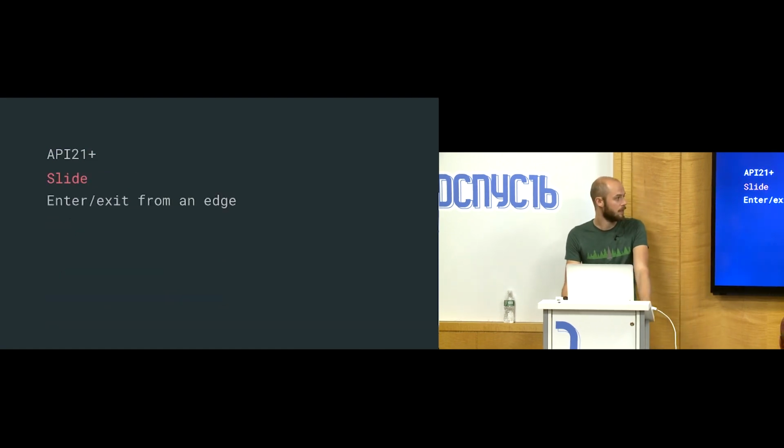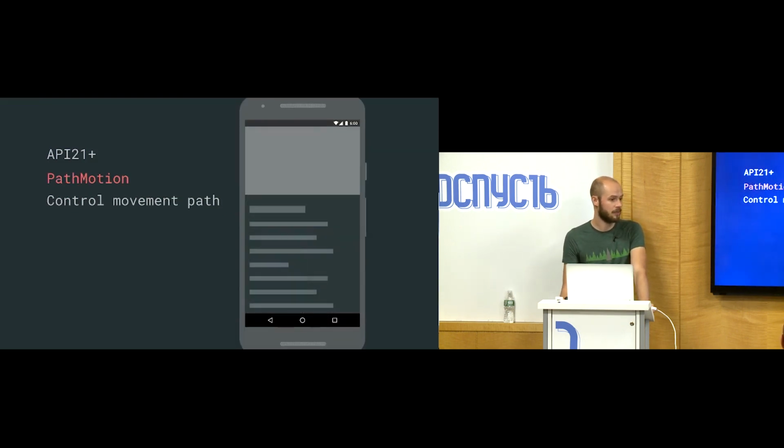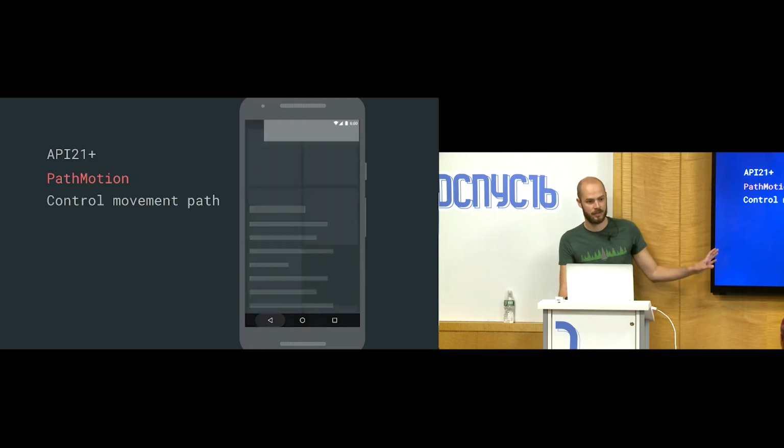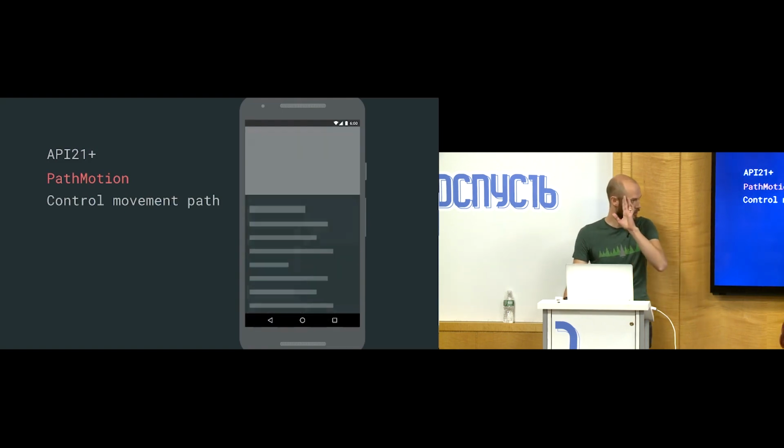So in Lollipop, there were more transitions being added. There was a slide, which allows you to enter and exit views from either side of the view by passing it a gravity attribute. Also, transitions for clipping and image transformation were added. One of the things that is very useful is path motion, which in this case is very exaggerated. Please don't, if it looks like this, you probably didn't do it correctly.